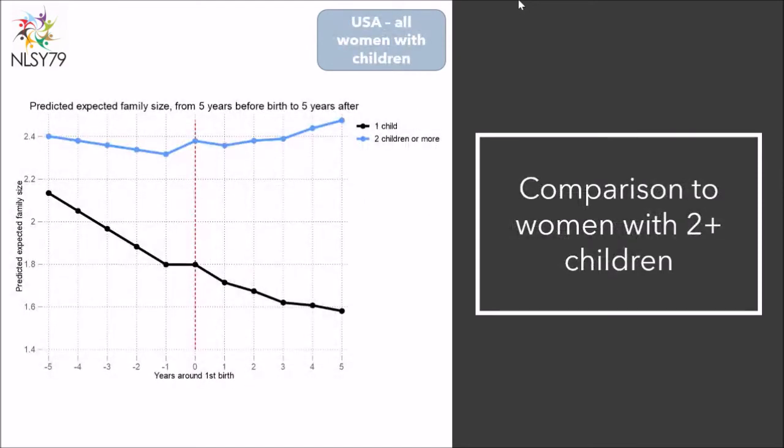Comparing these one-child women to all women who ever had children, they're in the blue line above, and as you can see, they're very stable over time, if not increasing, in comparison to the one-child women who are already on a distinct downward trajectory.